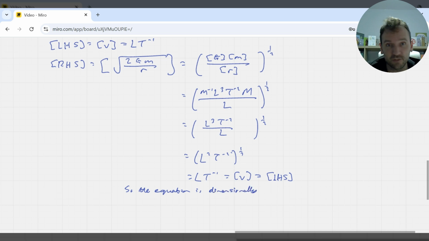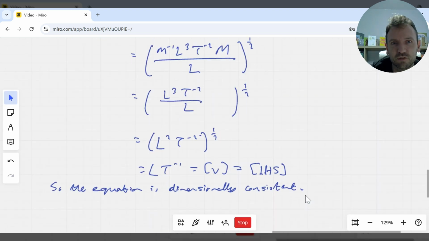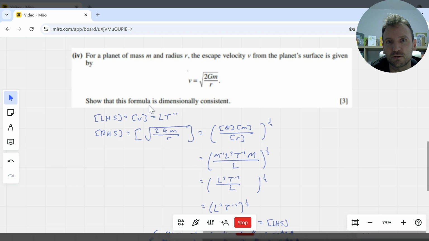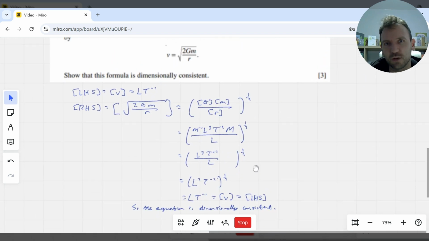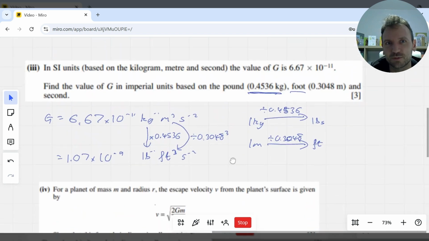There's often a mark for this, and it's a really silly mark to throw away. It's an easy mark to pick up, but if you're lazy, you won't get it. So the rest of the show is dimensionally consistent. I should have written formula, I suppose, really. I doubt it'll be that harsh to penalise me for that.